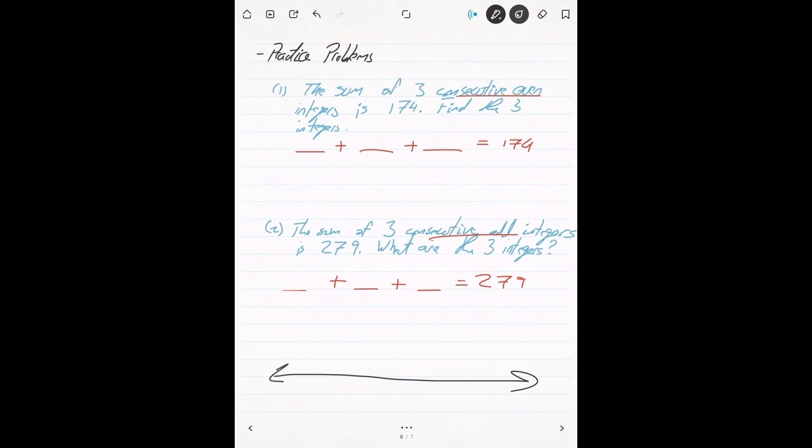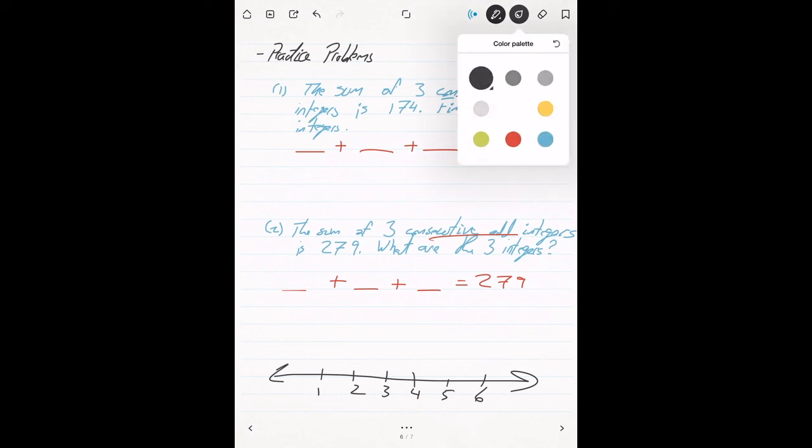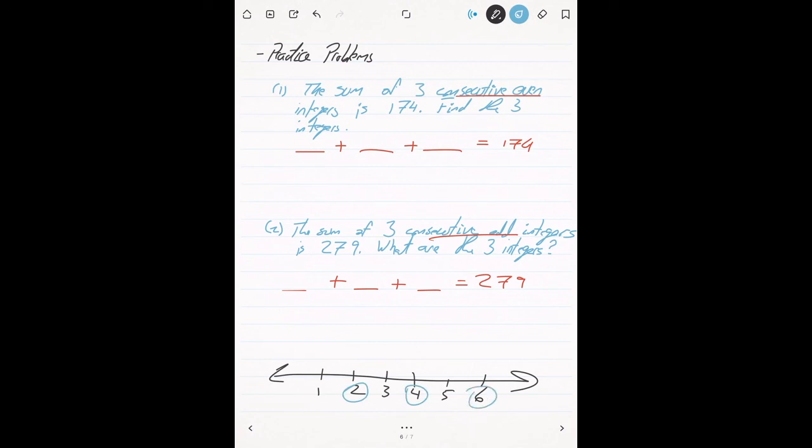And let's pick some numbers: 1, 2, 3, 4, 5, and 6. Okay, let me do the evens in blue: 2, 4, 6, and the reds, the odds, I'm going to underline in red.